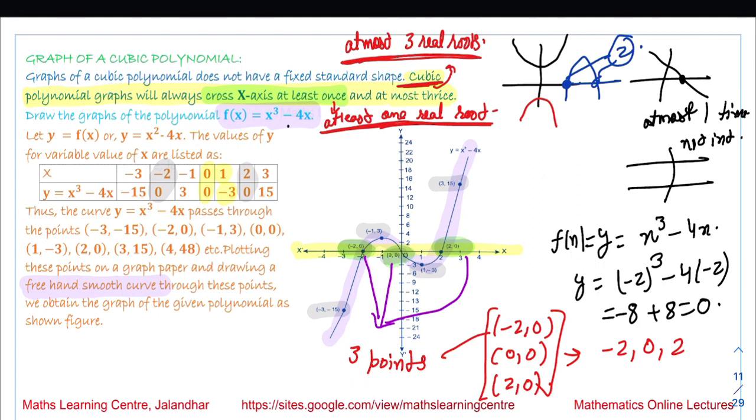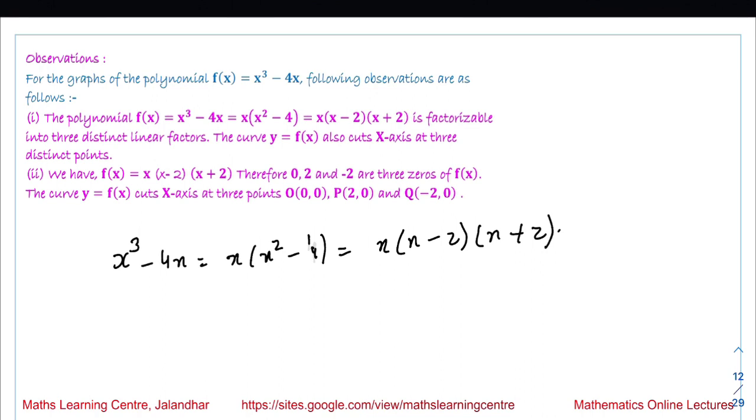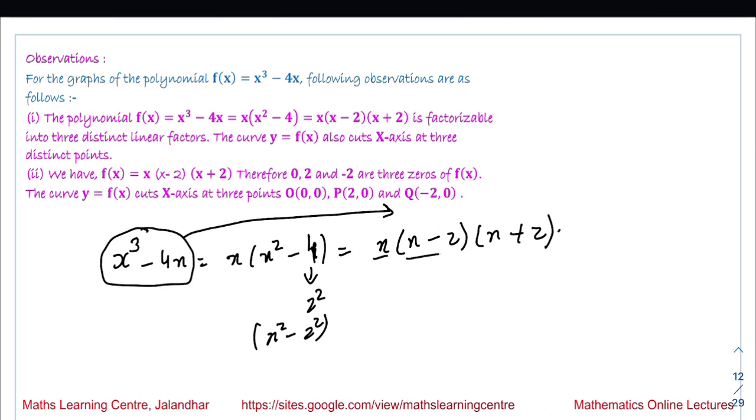Next, for the graph of the polynomial x cube minus 4x, we have noted some observations. We can write x cube minus 4x as x into (x square minus 4). So it is x into (x minus 2) into (x plus 2), since 4 is 2 square, so it becomes x square minus 2 square, which is a square minus b square. So this polynomial can be factored into 3 terms which are linear.